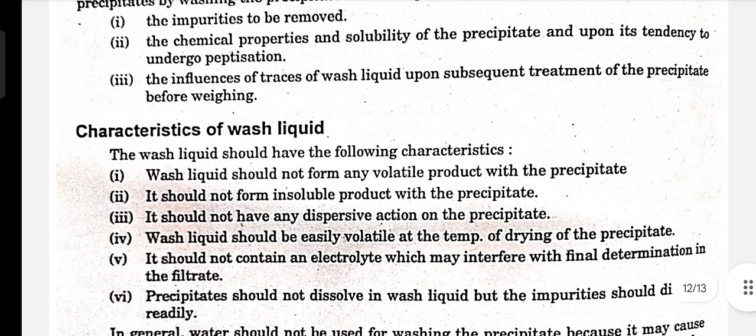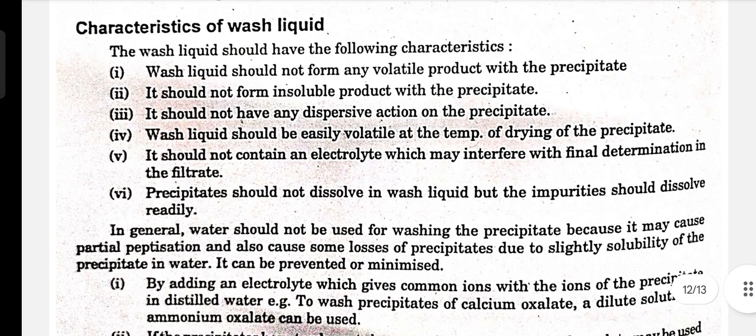Characteristics of wash liquid. The wash liquid should have the following characteristics. Number 1, it should not form any volatile product with the precipitate. Number 2, it should not form an insoluble product with the precipitate. Number 3, it should not have any dispersive action on the precipitate. Number 4, it should be easily volatile at the temperature of drying of the precipitate. Number 5, it should not contain an electrolyte which may interfere with the final determination in the filtrate. Number 6, the precipitate should not dissolve in the wash liquid but the impurities should dissolve readily.